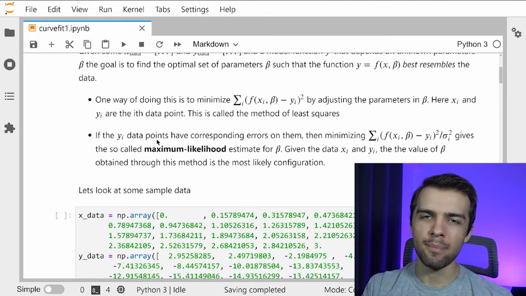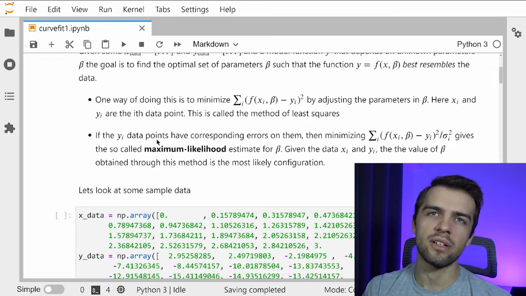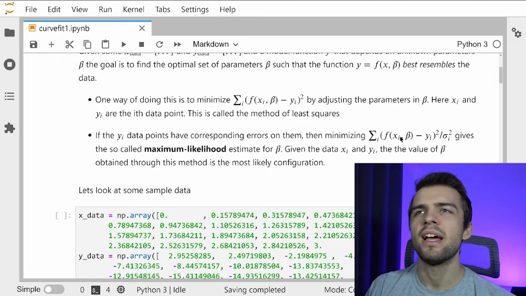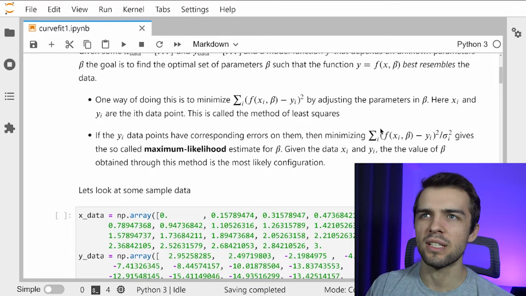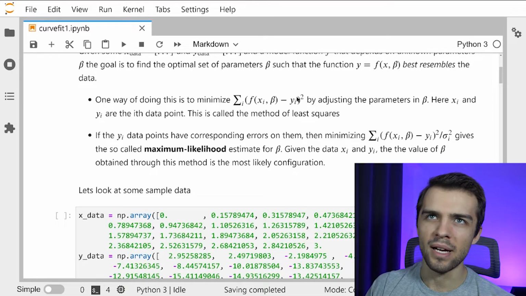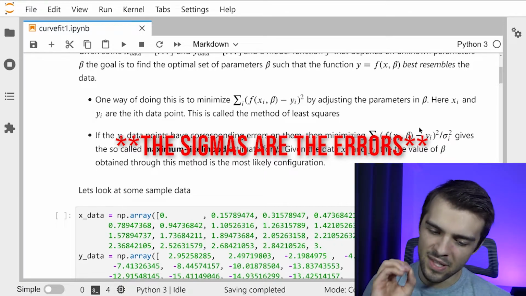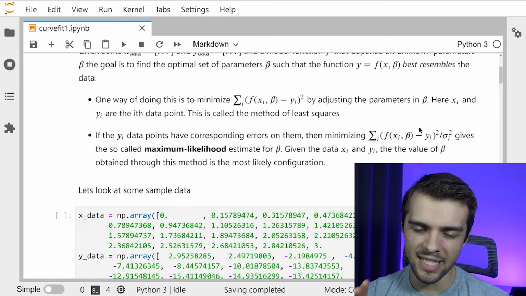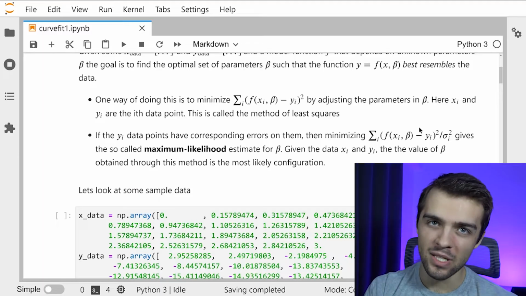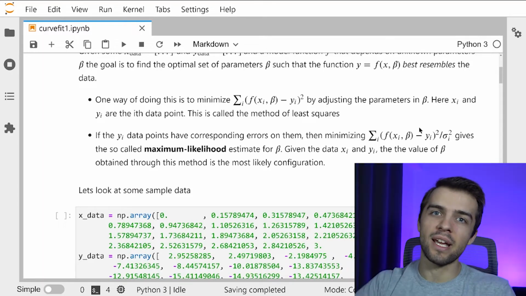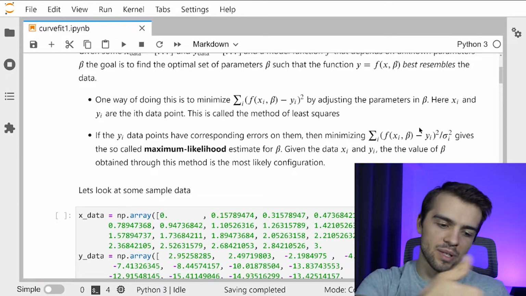Now, for the y_i data points, you're not always super confident in your data. If they have error on them, then minimizing this looks exactly the same as above. It's the model minus the data, squared, but you also divide by sigma_i squared, where sigma_i is the error on the data point. So this is all contained in the sum. This gives the maximum likelihood estimate for beta. So if you minimize this function, which itself is a complicated thing to do, that's sort of taken into account by scipy.